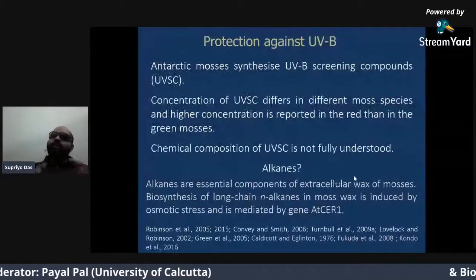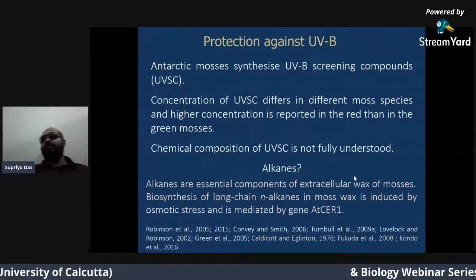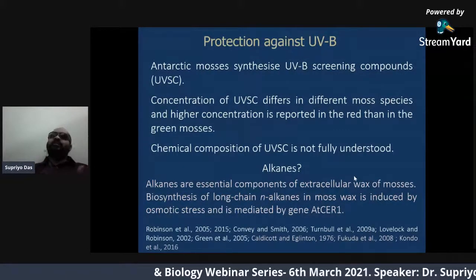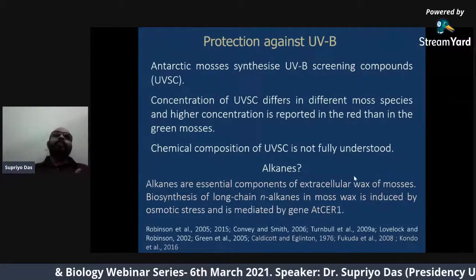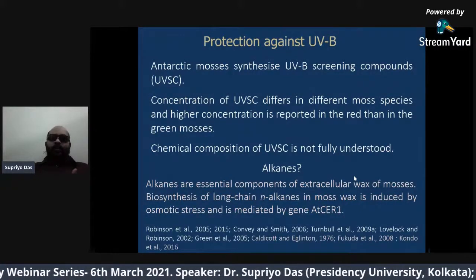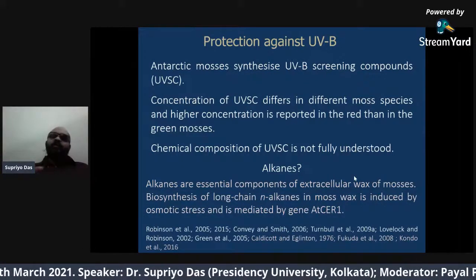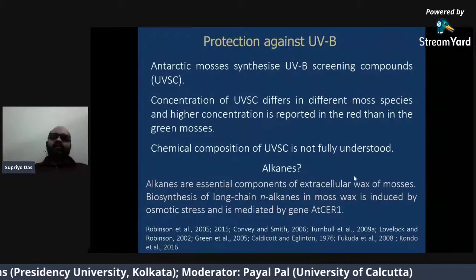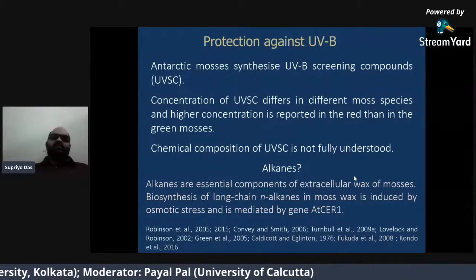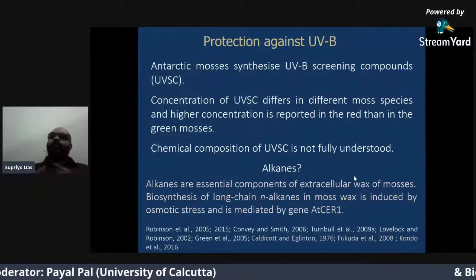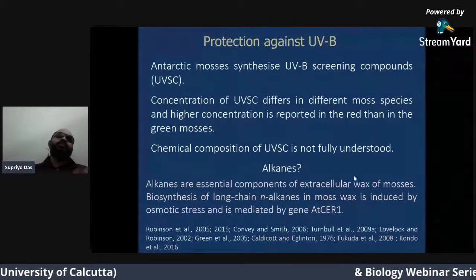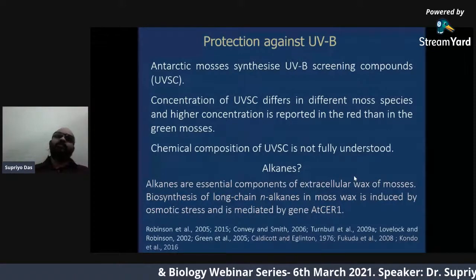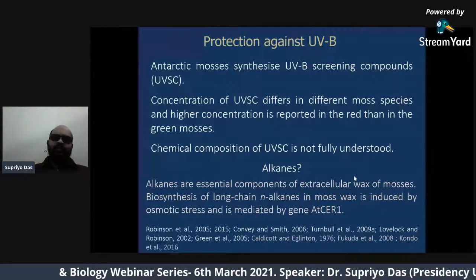Now, what we knew about moss and their color changes is that, as I said, they indicate water stress, and they also help protect themselves from UVB radiation. The compound they produce to protect themselves from UVB radiation is called UV screening compound. The composition of the compound is not very well understood, and it differs between moss species and between the areas where the moss is growing. That also has some control on the screening compounds.